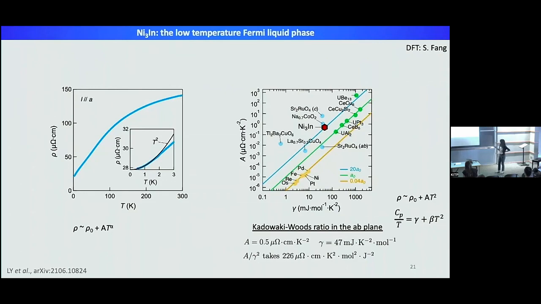If you plot A and gamma in a log-log plot, each straight line represents a different value of the Kadowaki-Woods ratio. What we find is that Ni3In is here, and its Kadowaki-Woods ratio is orders of magnitude larger than what you find in the elemental transition metals, and it's closer to some of the more correlated materials. In some sense, this gives us a more quantitative indication that the scattering process in the system is unconventional.